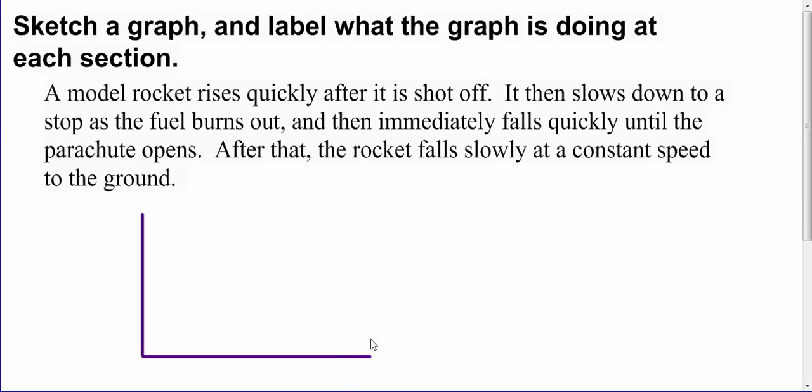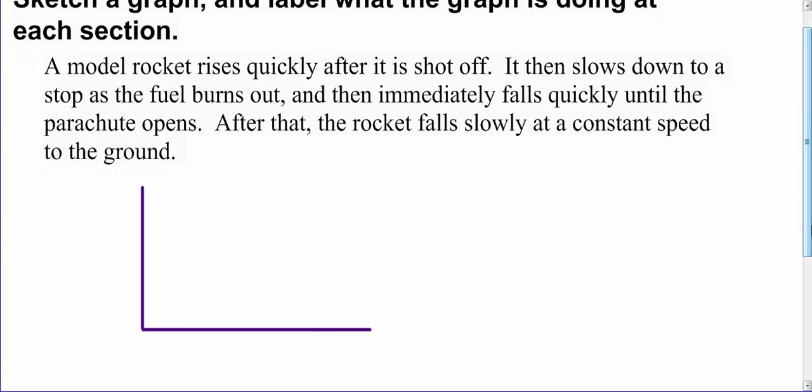Okay, so on this particular problem, we have a model rocket that's taking off. Again, we're going to do time compared to distance. We're going to try to track the pathway of this rocket. It says it rises quickly as it takes off. It slows to a stop as the fuel burns out. Now, most likely, this is not going to be a straight line situation. This is going to be a parabola, so that there's going to be a curve right there.